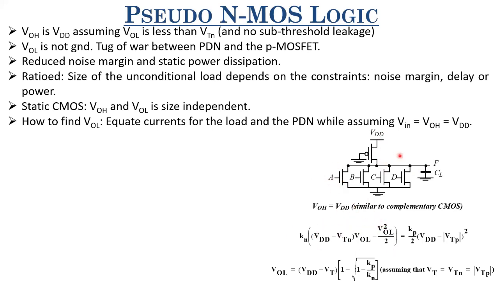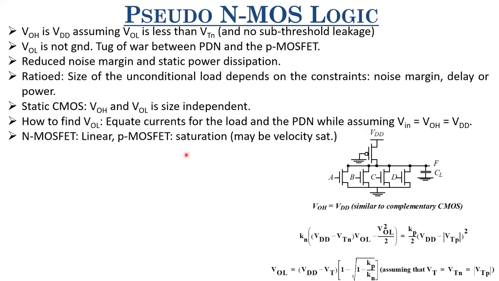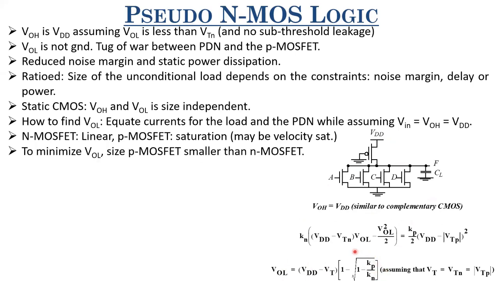And what about this PMOSFET? Since VOL is pretty small, its VSD is larger as compared to VSD minus VT, right? So this is in the saturation region. So your NMOSFET is in linear mode, and the PMOSFET is in saturation mode. It may even be velocity saturated, depending upon the conditions, the critical electric field, and so on. So you use the expression for that, and when you equate them, you find the value of VOL, right? Now you can see here that VOL depends upon VT, VDD, and also the ratio between KP and KN.